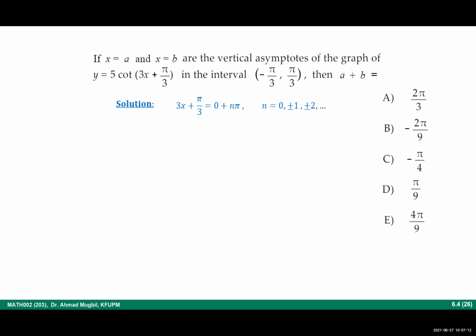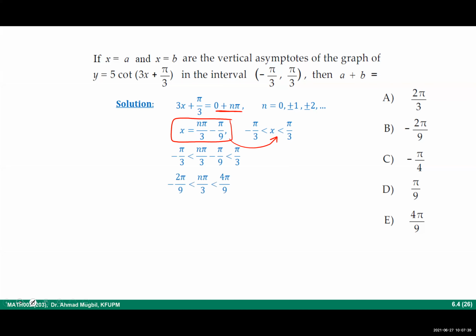So this is about the second method that I told you. You will put it equal to n pi. Then you will solve it for x. So you will add pi over 3 to there, then divide by 3. So these are all the vertical asymptotes. We don't need all of them. We need just the ones that are in this interval. So I will put my x there, I will put my n in between, and solve it for n to know which ones are appropriate. Solve this for n, multiply by 3, divide by pi, and here we are. n is between negative 2 over 3 and 4 over 3.